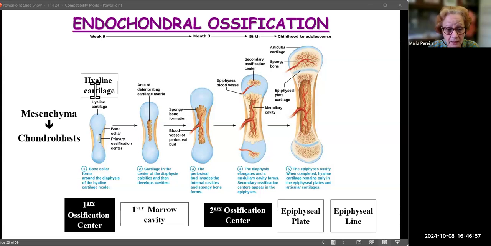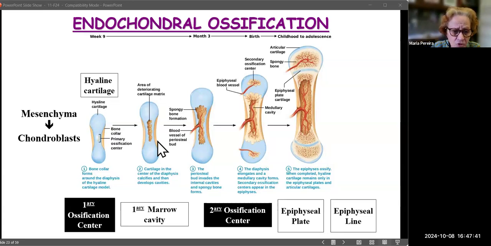Remember, all this starts with hyaline cartilage, right? The blue represents the hyaline cartilage. So you still have hyaline cartilage at the epiphysis, while the diaphysis now is becoming ossified. So you have two secondary ossification centers, one at each end. And then the ossification continues at these two secondary ossification centers. And now you see here, between the diaphysis and the epiphysis on each side, you still see some cartilage. And this is what makes the epiphyseal plate cartilage.